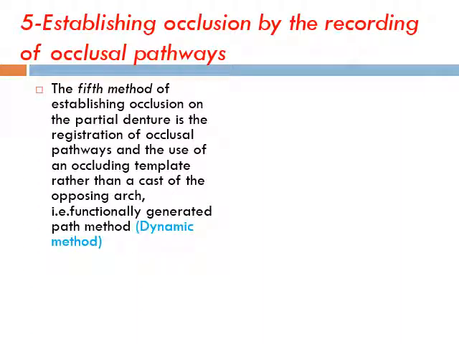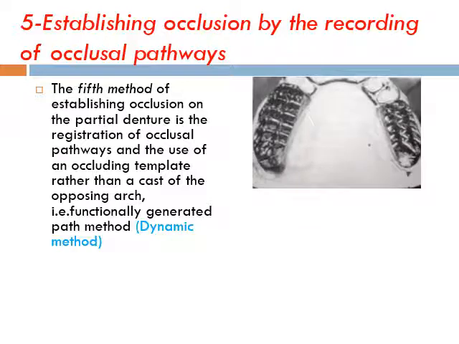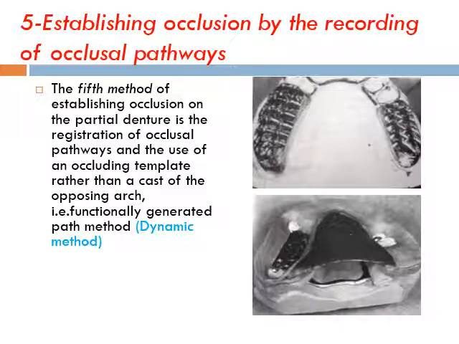Establishing occlusion by recording occlusal pathway. The fifth method of establishing occlusion in the partial denture is registration of the occlusal pathway and the use of an occluding template rather than a cast of the opposing arches, which is the functionally generated path, which we call the dynamic method, as we see in the pictures.